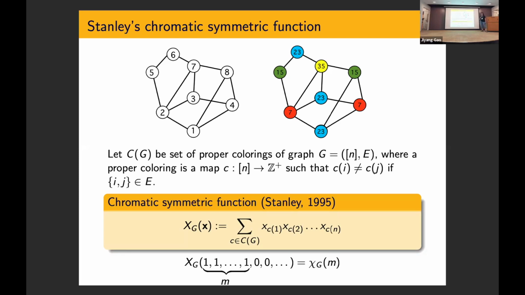And I first heard Richard speak about this in Taormina, where Sarah Billey showed that beautiful picture of the beach in Taormina at the conference. So that was the first time I heard about chromatic symmetric functions.